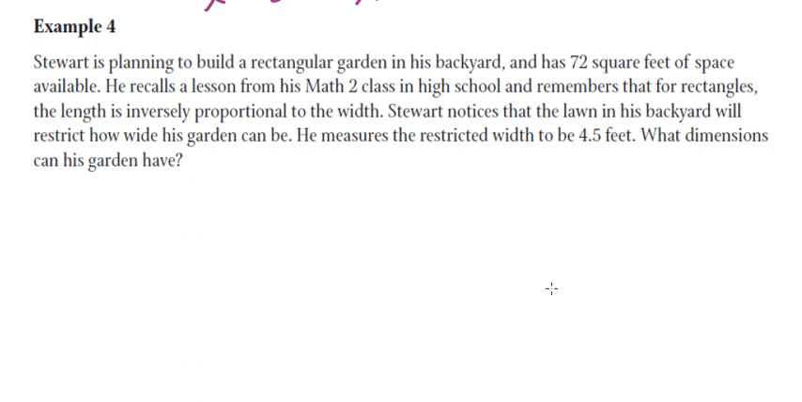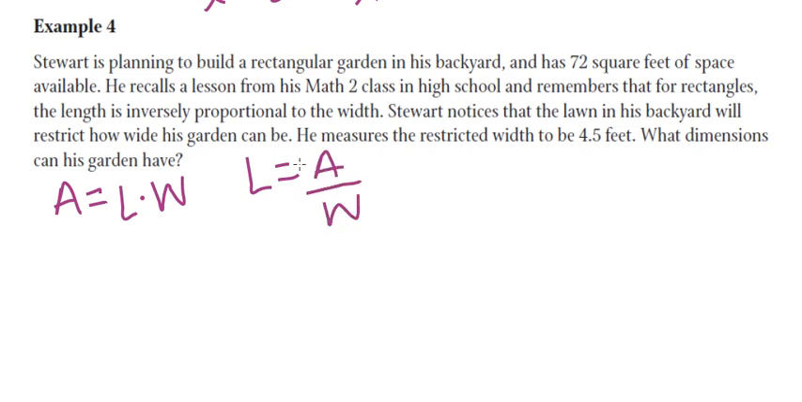All right, so this is one of those situations where they create a word problem for no reason, really. So it's basically telling you that he has 72 square feet of space in his garden, and it tells you it's a rectangle. And so it's basically telling you that you know from Math 2 that length is inversely proportional to the width. And that does make sense because we know that the area is equal to the length times the width, right? And it says the length is inversely proportional to the width. So that would be that the length is equal to the area divided by the width, right?